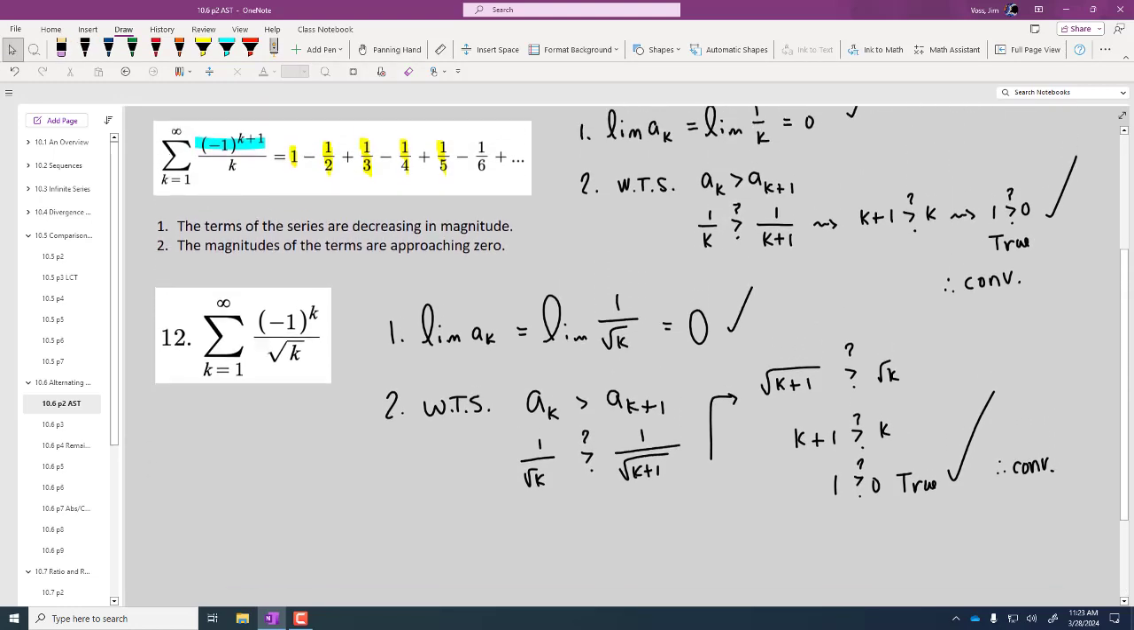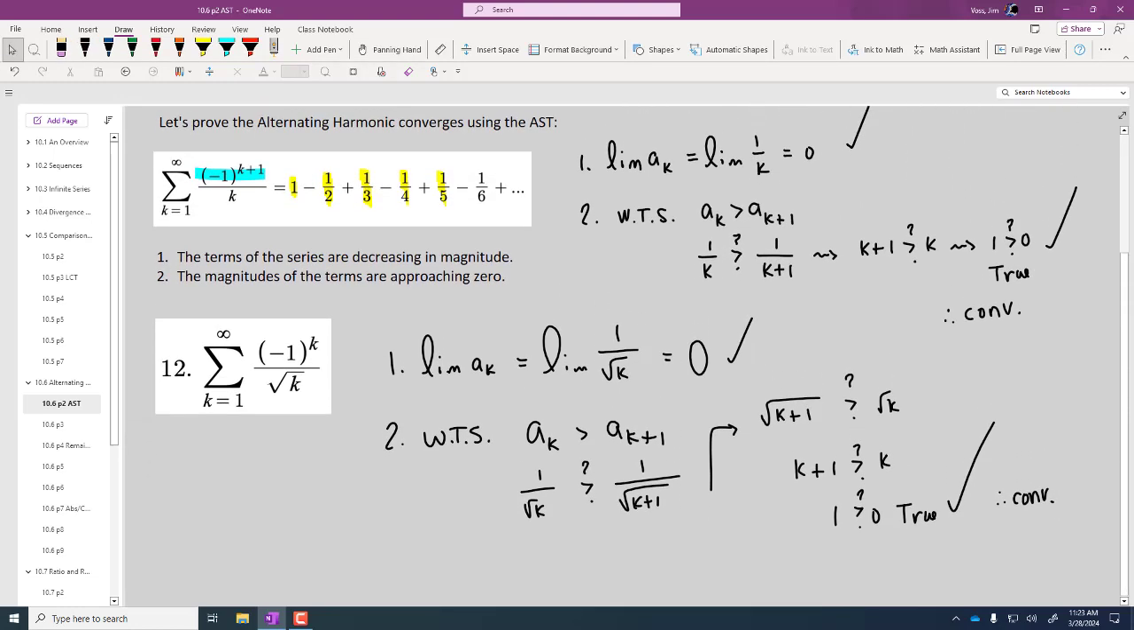Any questions on either of the two steps that we want to show? If one of them is not true, then is it divergent? Then it's divergent, yep. If the limit is not 0, it's divergent, so that's the divergence test. And if the terms aren't decreasing, it's inconclusive, because if the limit is not 0, then for sure it diverges.